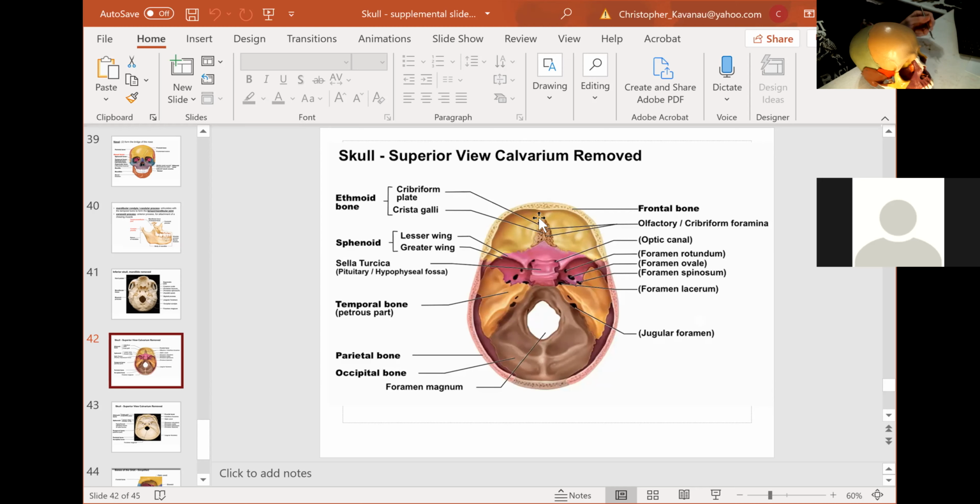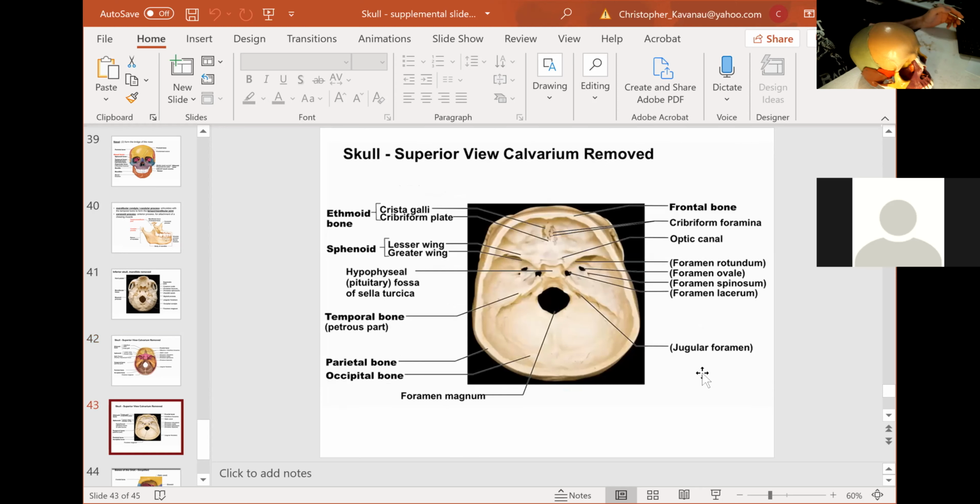We have a lot of these structures that are visible from a decalvarated skull looking superiorly down into it. And here's a real skull showing those same structures: the foramen magnum, the little coxcomb, the crista galli. These are the lesser wings of the sphenoid bone and the greater wings of the sphenoid bone. It's like a double-winged butterfly.